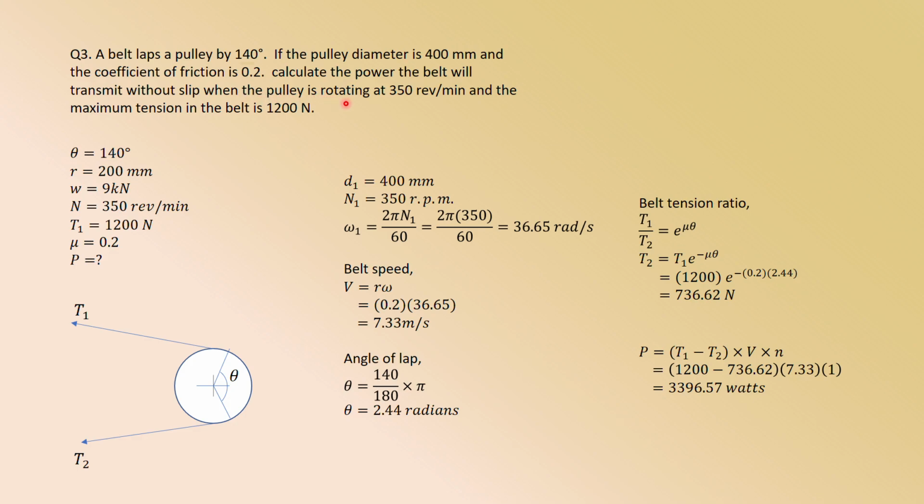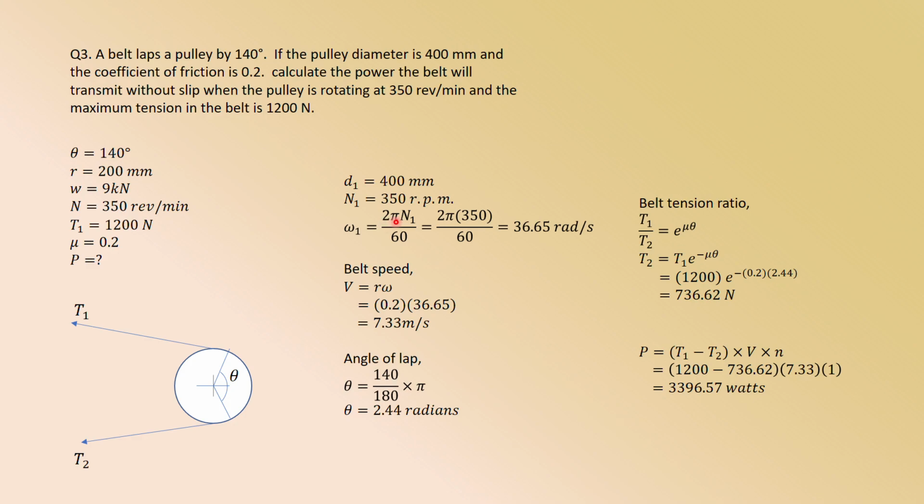Now, the pulley is rotating at 350 RPM, and the maximum tension, this should be T1. There is something wrong with the data here. Why is there a 9 kilonewton here? So T1 is 1200 Newton. The angle of lap is 140 degrees. The radius is 200 mm, so 0.2 meter. The coefficient of friction is correct, 0.2. So we have to find out the power. Based on this, it is not always that you have to use it, but never mind.